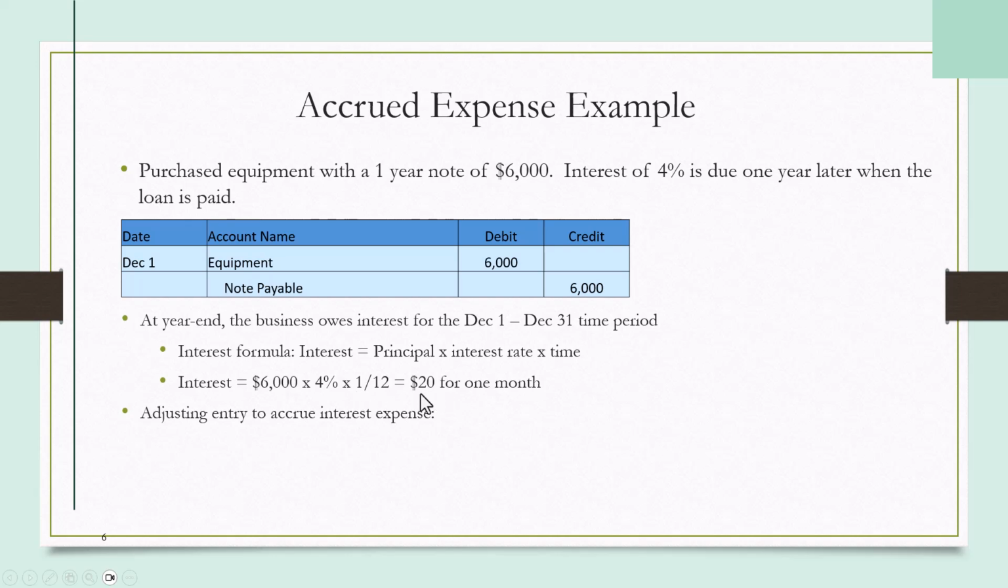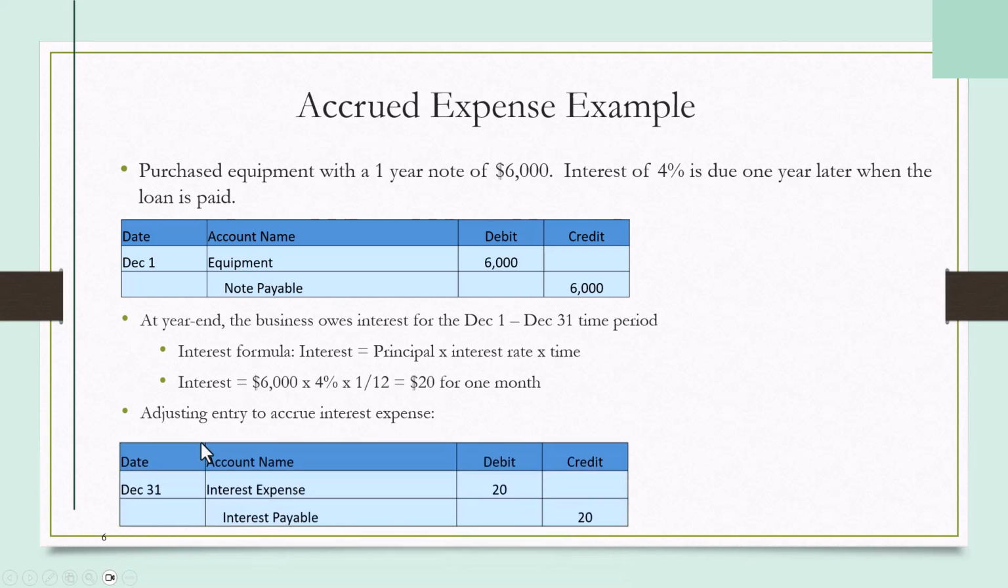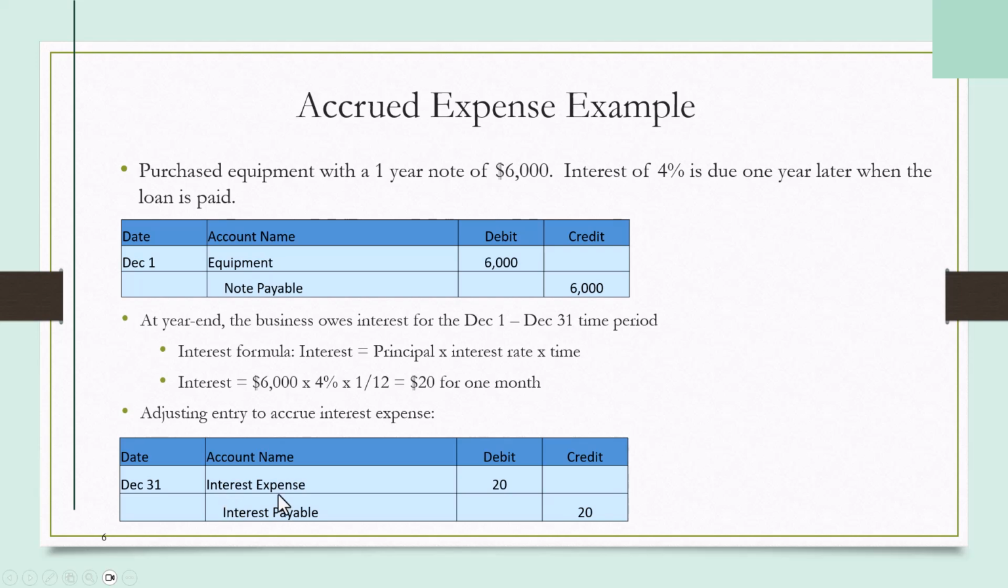So they are going to have an adjusting entry to accrue interest expense for that 1 month that has gone by since they borrowed the money to year end when they're doing their adjustments. And this is what the entry would look like. They would have a debit to interest expense to show that they've incurred this interest expense. And then they would have a credit to interest payable to show that they owe the interest. They haven't paid it yet. They're not going to pay it until next year.